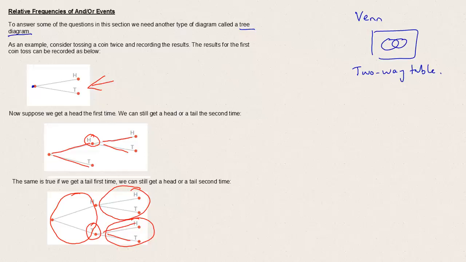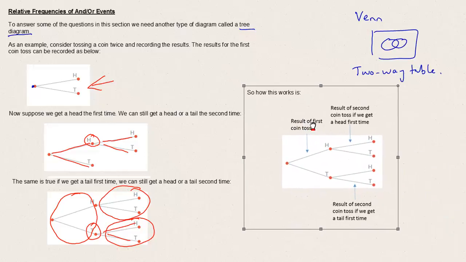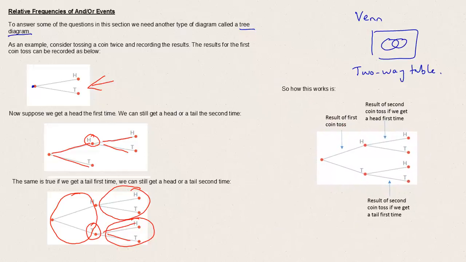So just to summarize that, let's bring in this diagram here. The result of the first coin toss is the first pair of branches. The result of the second coin toss, if we get the head first time, goes here. Let's just make that clear. So that's here. And the result of the second coin toss, if we get a tail the first time, well, those go here. And that enables us to write down all of the possible outcomes.